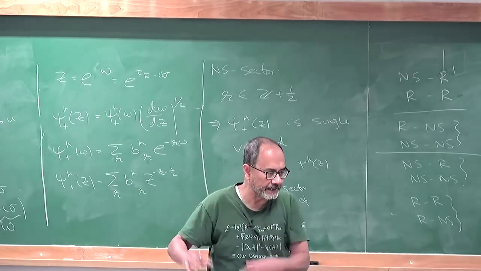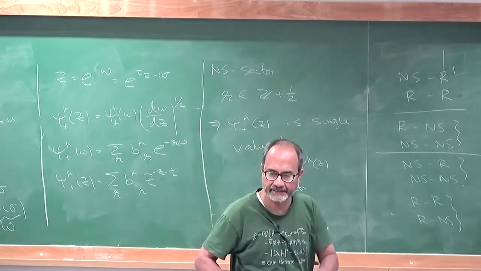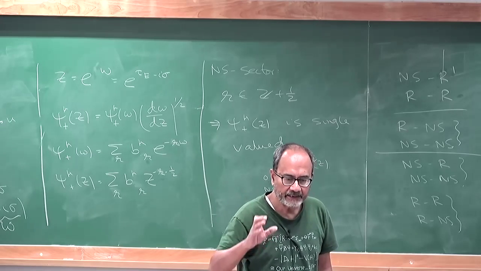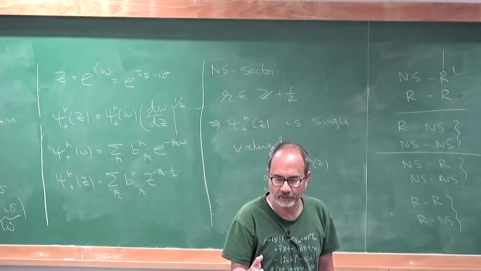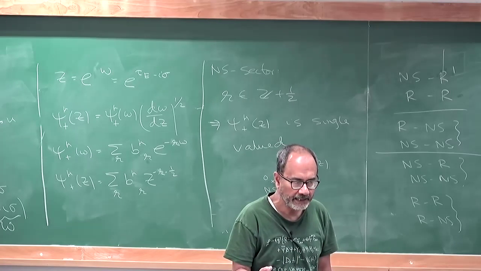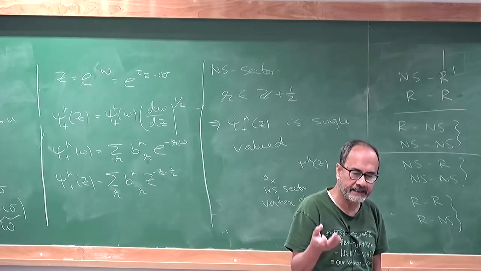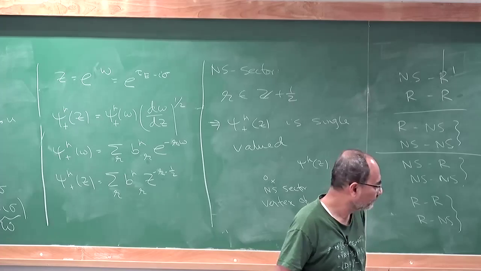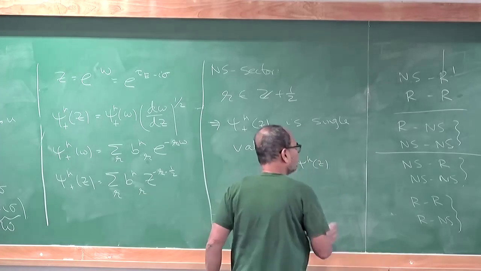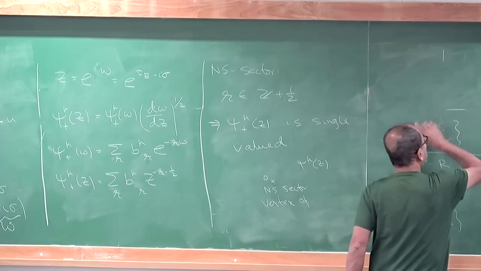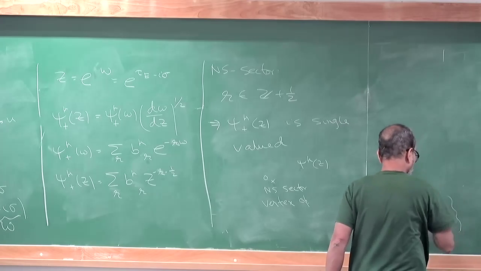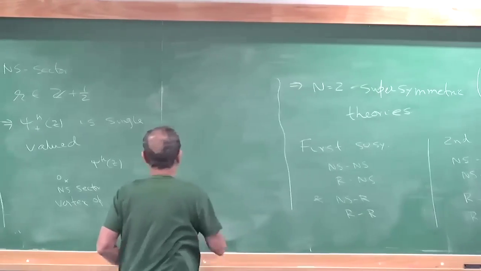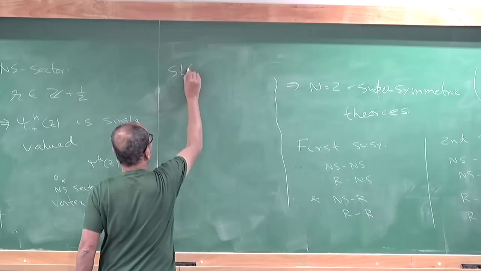This you can also check explicitly. When you have all the oscillator expansions, you have been given the expressions for the L_n's and G_n's. Take those expressions and see if the vacuum is annihilated by L minus 1. What we will find is that L minus 1 annihilates the NS sector vacuum, but not the Ramond sector vacuum. So let me write this. SL2R invariant vacuum.